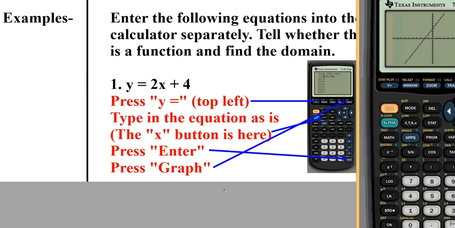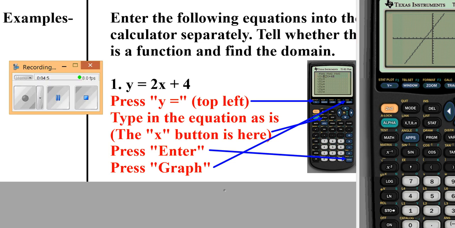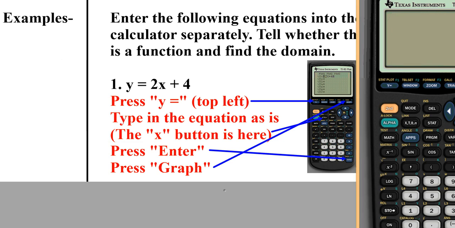And if I were to take my pen and draw vertical lines through this, it would only touch one point on the graph. So then that would be considered a function. So then we decided that the graph is a function. And so then we need to see the domain.